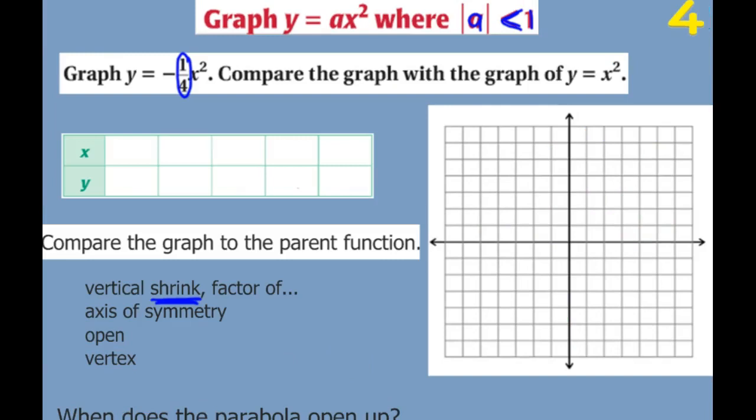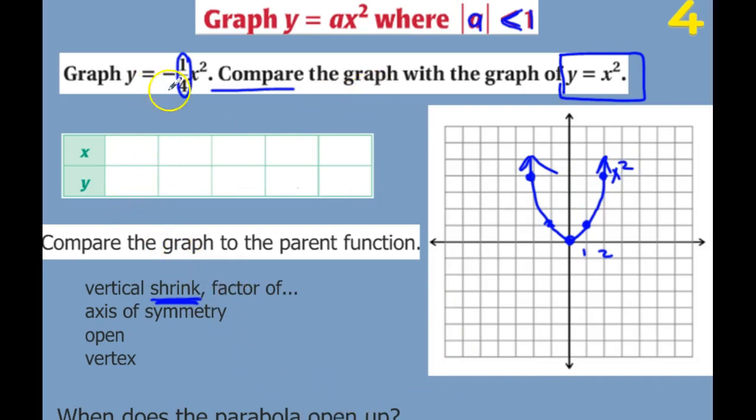So let's graph this one and see what it looks like. I did not give you a spot to graph y equals x squared. However, we still need to compare to that graph. So if we want to graph this one super quick, if we plug in a 0, 0 squared is 0. I'll plug in a 1, 1 squared is 1. If I plug in a 2, 2 squared is 4. Same on the other side. So we just graphed that super quick without even using a table.